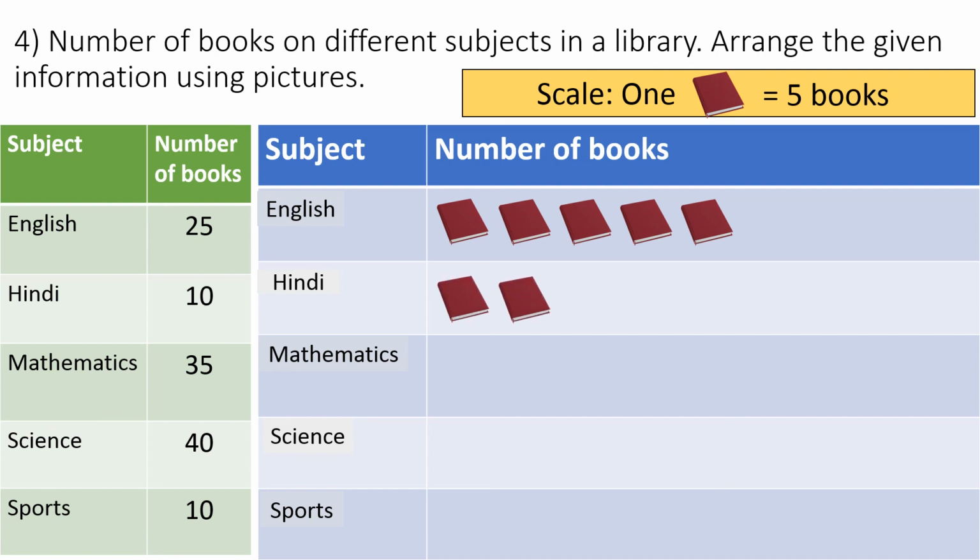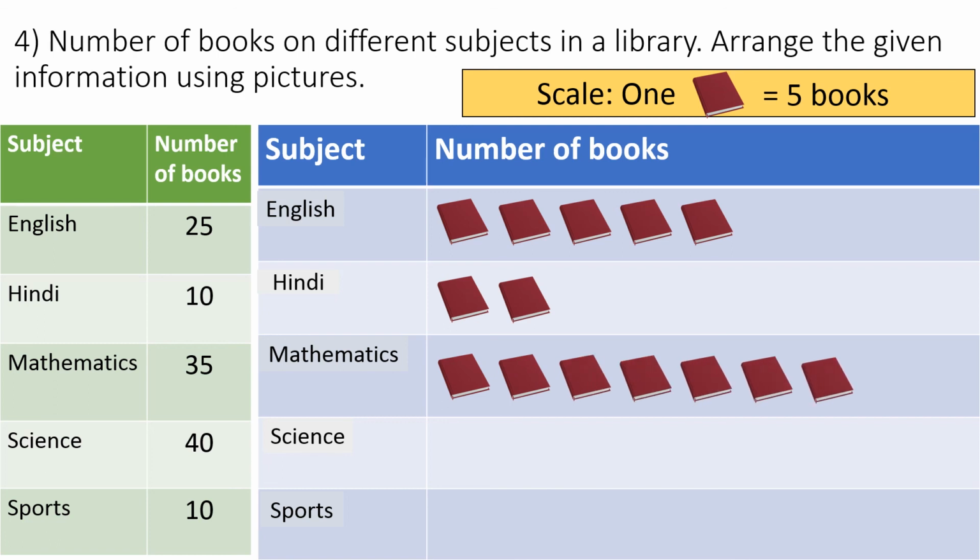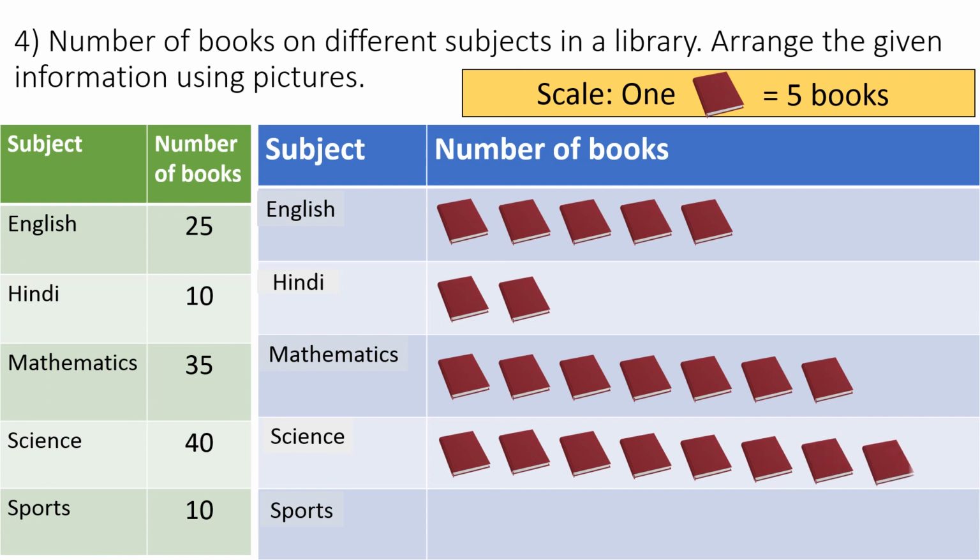For mathematics, there are 35 books. Now tell me how many books we have to draw? Yes, 7 because 5 sevens are 35. So draw 7 books. 1, 2, 3, 4, 5, 6 and 7. For science, there are 40 books. 1 book represents 5 books. So 8 books represent 40 books because 5 eights are 40. So draw 8 books. 1, 2, 3, 4, 5, 6, 7 and 8.